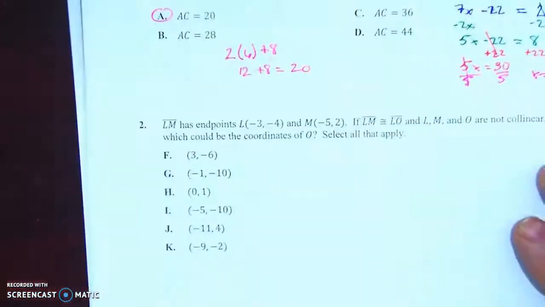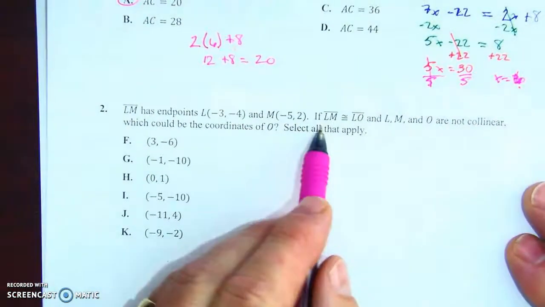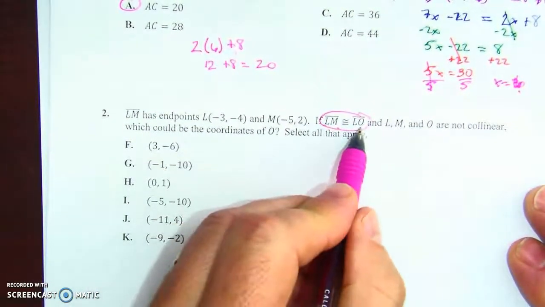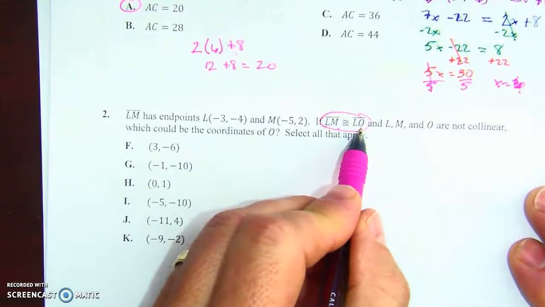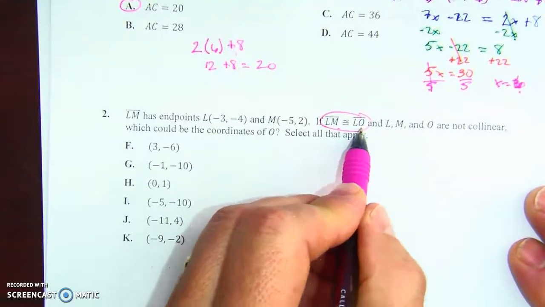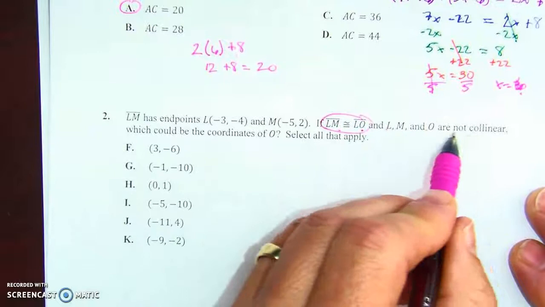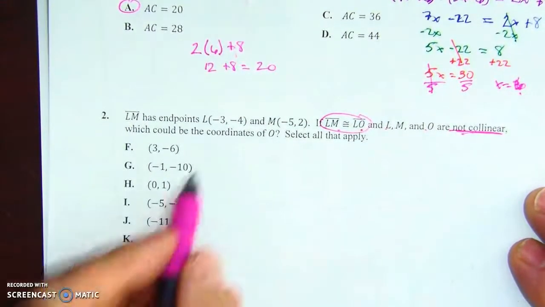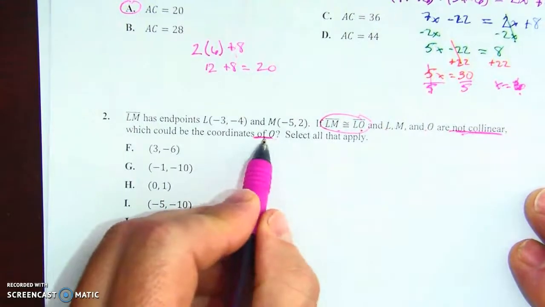But I'm going to go back and read the information here. So we've plotted our points. Here's the key thing. It says that LM is congruent to LO, and point O is the new point we're going to find. Now it says that L, M, and O are not collinear, so that means they do not lie on the same line. What would be the possible coordinates of O?